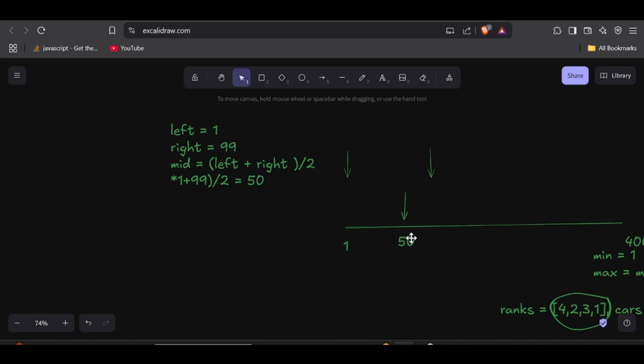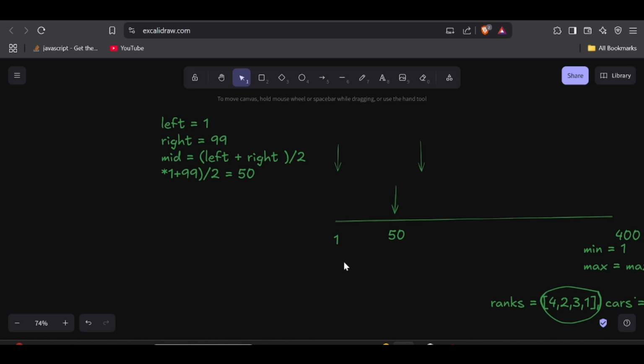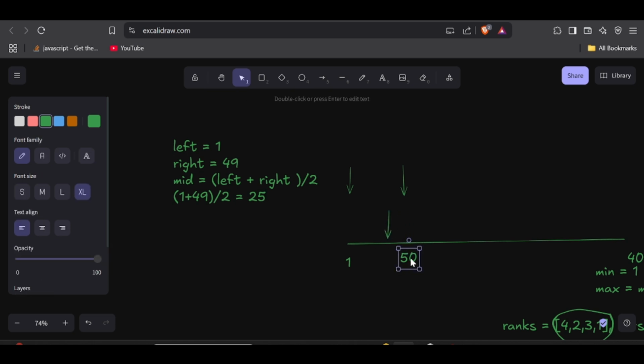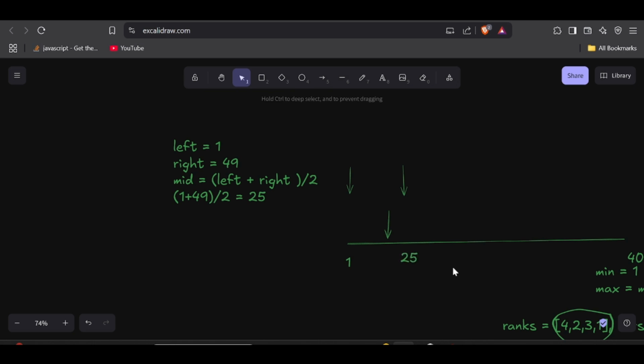So 50 will be a possible solution for us. Yes, it will be. So I will take my right again and put it at mid minus 1. Again, my left will remain unchanged, that is 1 only. My right has become 49, and my mid has become 1 plus 49 divided by 2, which will be 25. So I will take my mid, put it here, and change it to 25.